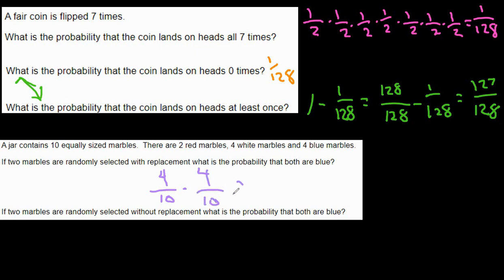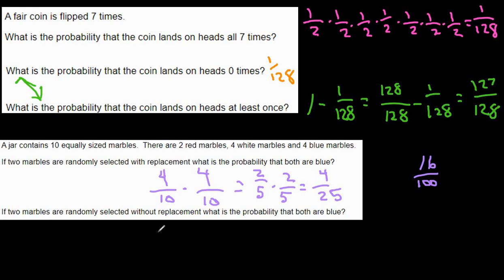We multiply those together, 4 out of 10 times 4 over 10. We might want to simplify this first. 2/5 times 2/5 equals 4 over 25. And you could simplify it at the end. If you did 4 over 10 times 4 over 10, you would get 16 over 100, and that would simplify down to be 4 over 25. So you're going to get the same answer no matter what.